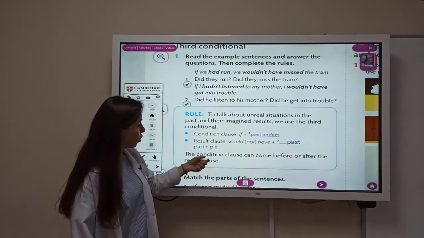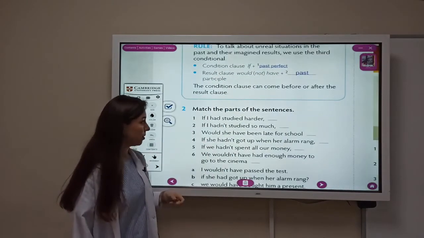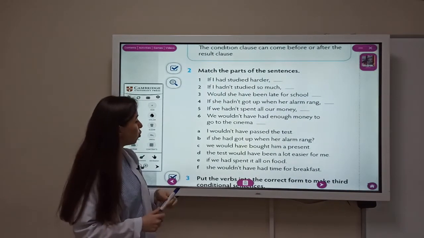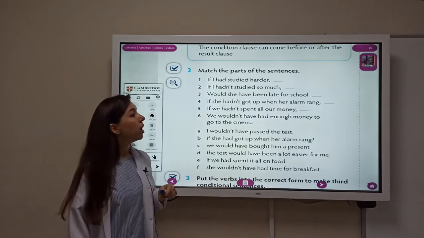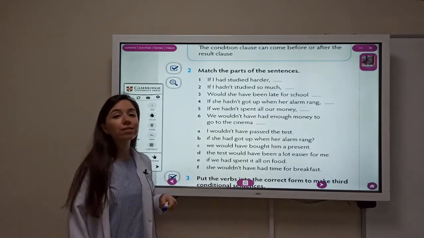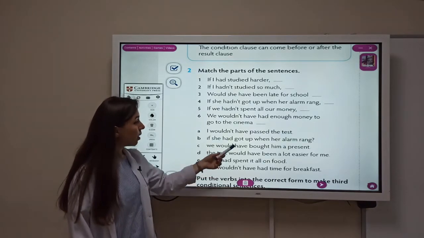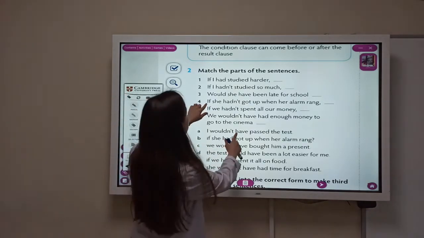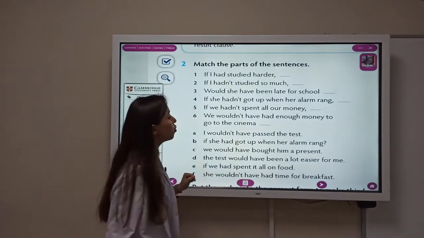So come here, we want to do some exercises about it. Match the parts of the sentences. What are we going to do here? We have questions or sentences here, 1 to 6, and here we also have other phrases, other sentences, and maybe some questions, A to F. We are going to match them together. I'm going to make it a little bigger for you to see it better.